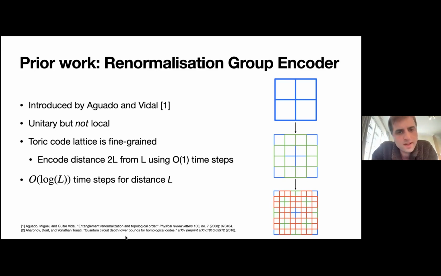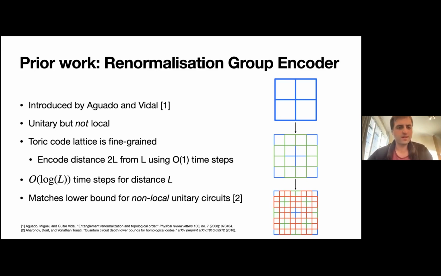But for non-unitary, you can use stabilizer measurements. There's a paper by Lee et al. for magic state injection, which I'll mention later on.